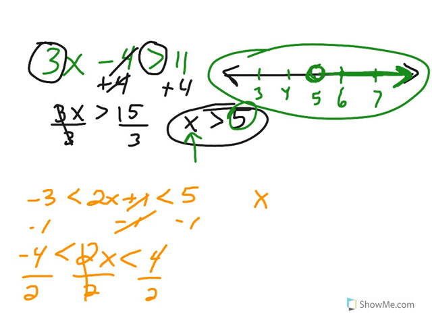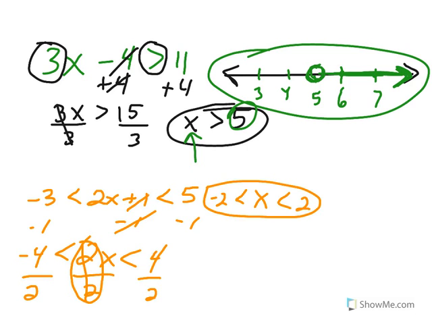And I get x, and on this side I get negative 2, and on this side I get positive 2. Now, do I need to switch the inequalities? Do I need to flip them? I look back at the process, and when I did my division, did I divide by a negative number? No. So everything stays the same.